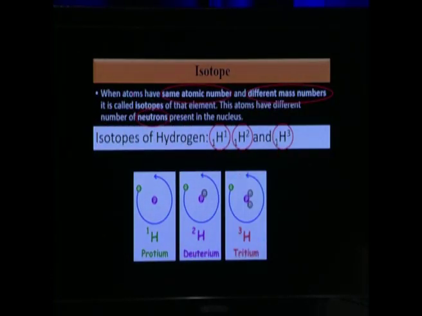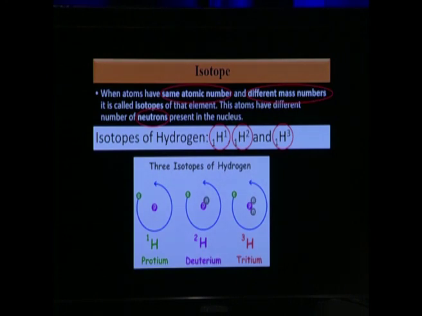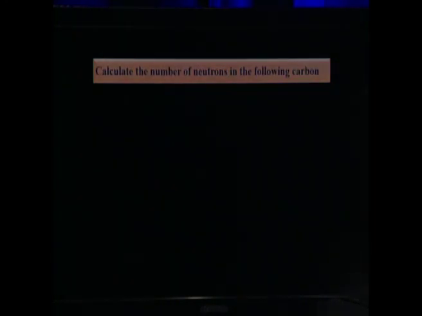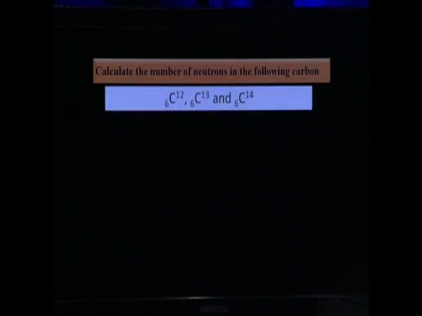Let us explore some more examples. These are the 3 isotopes of hydrogen: protium, deuterium and tritium. Calculate the number of neutrons in the following carbon. Now, we will look at carbon isotopes: C12, C13 and C14. Let us look at C12, how many neutrons are there in this?